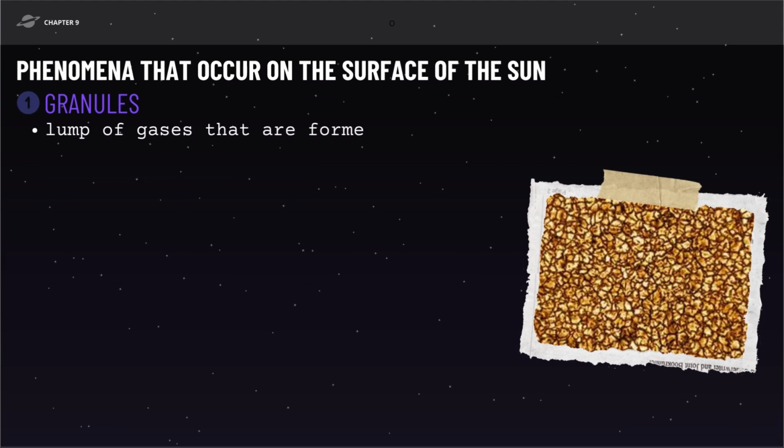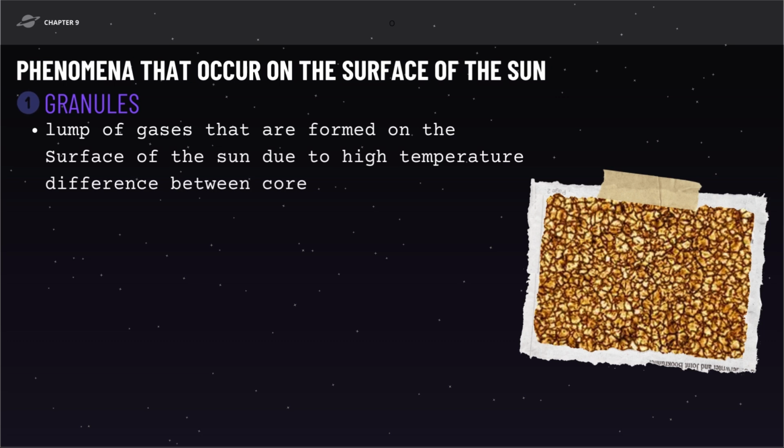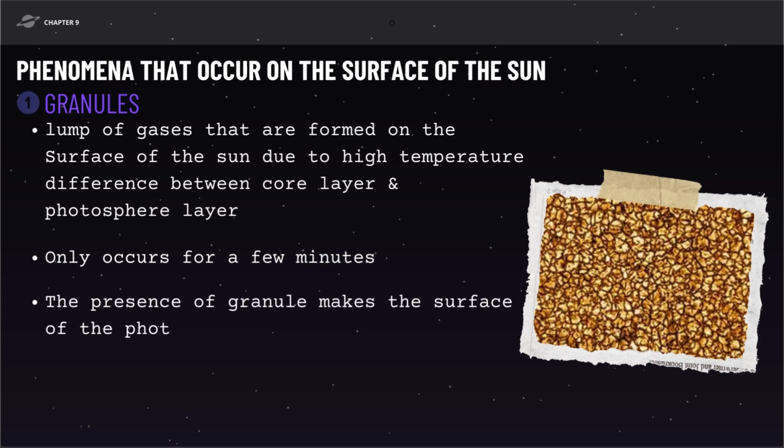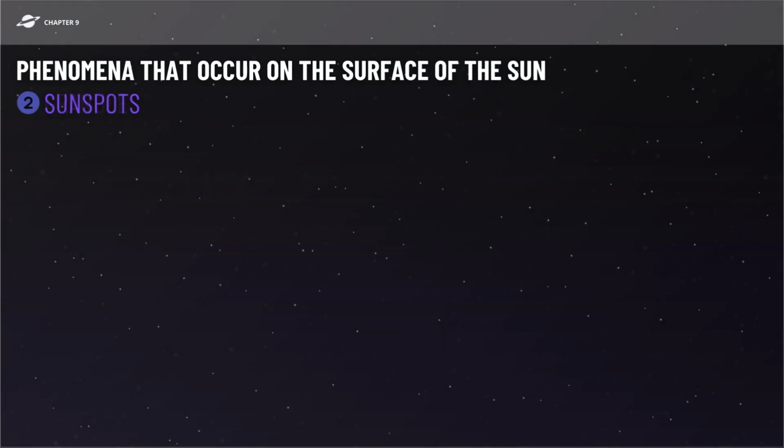Granules are lumps of gases that are formed on the surface of the Sun due to high temperature difference between the core layer and the photosphere layer. It only occurs for a few minutes, and the presence of granules makes the surface of the photosphere uneven.